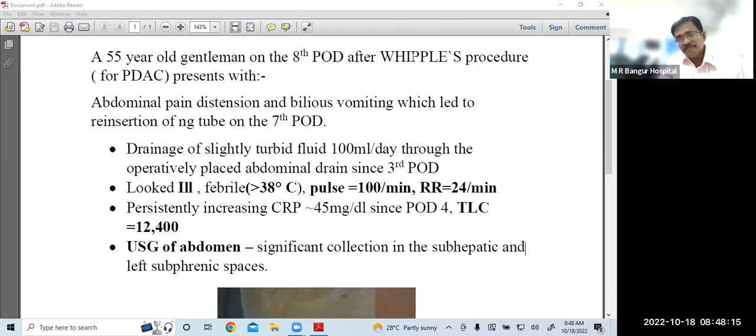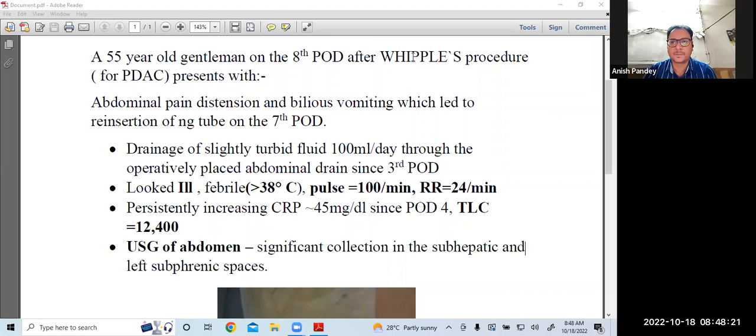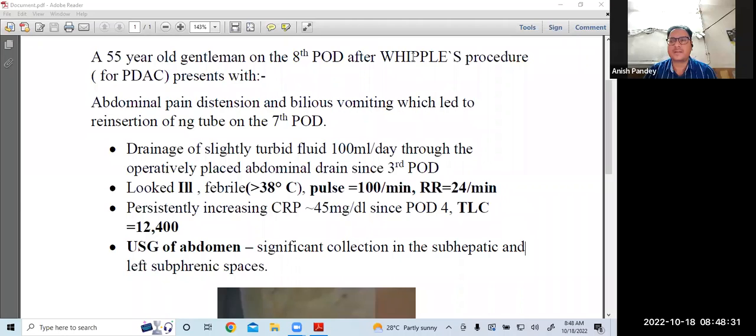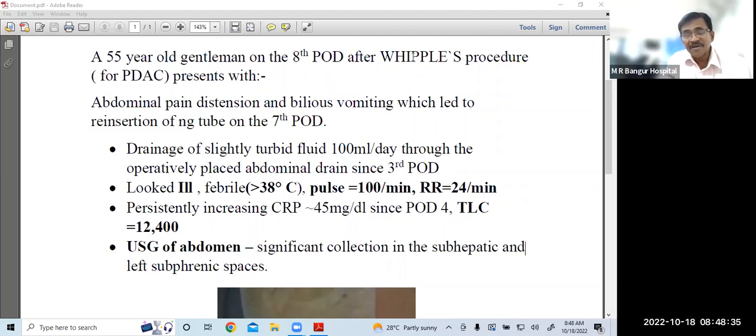What should be your step? Sir, total pancreatectomy. Anything else short of that? Total pancreatectomy has very high morbidity and mortality. Anything else short of total pancreatectomy? Pancreaticogastrostomy. Yes. So you can revise this to pancreaticogastrostomy, or in a desperate situation, you can consider doing a total pancreatectomy.